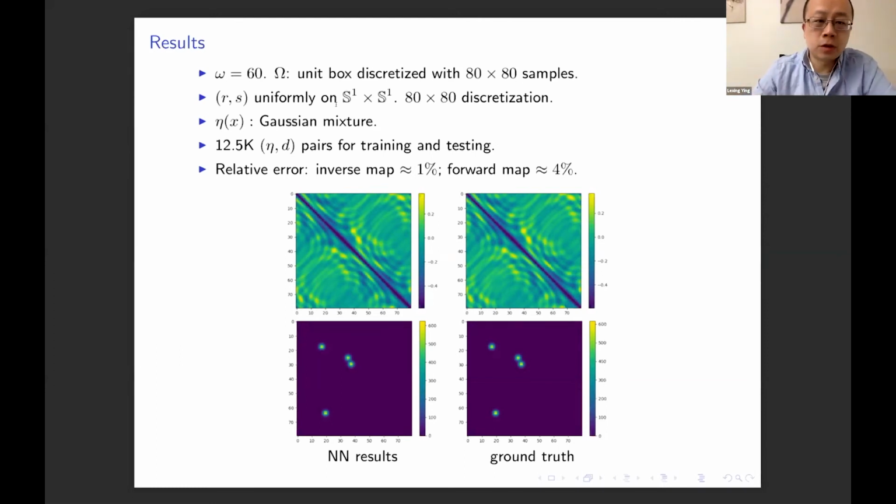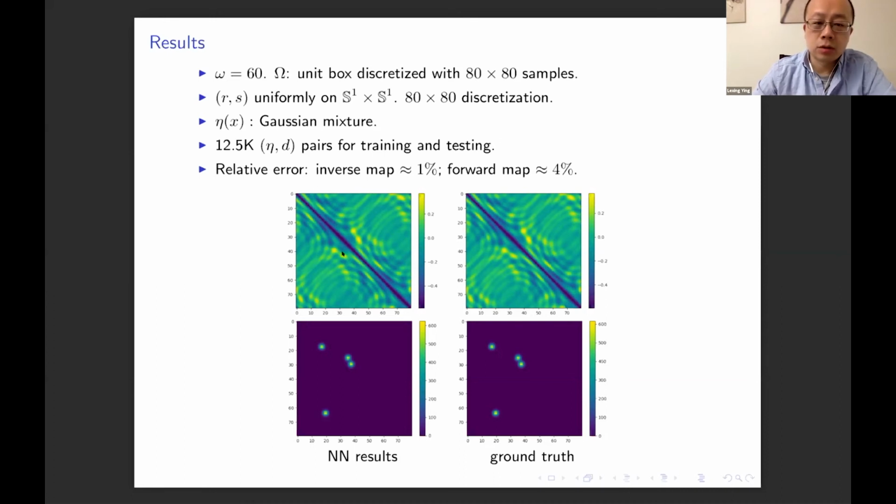Okay, so as I said, eta is the unknown, and this is based on synthetic data. So we choose eta to be a mixture of Gaussians. Here, I just show you a simple example where you have 4 Gaussians. And we compute about 12,000 eta-d pairs. For every eta, we do a numerical simulation to figure out the far field pattern, and that's my d. I collect about 12,000 pairs for training, and also reserve another 12,000 pairs for testing.